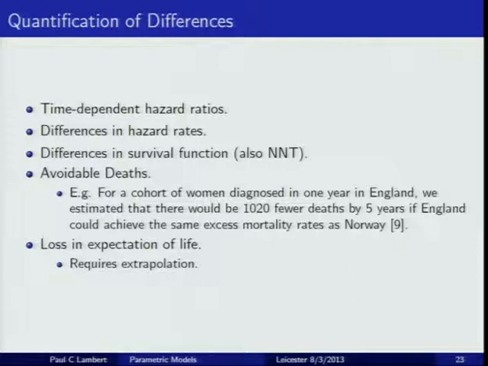So I've talked a little bit about quantification of differences. In our work, we often have hazard ratios which are time dependent, and we try to estimate those, usually using spline functions. But we also like looking at these differences in mortality rate. I think it gives us a better understanding of the impact of the relative effect on disease. You can also look at differences in survival function, and this has relations to numbers needed to treat in clinical trials.